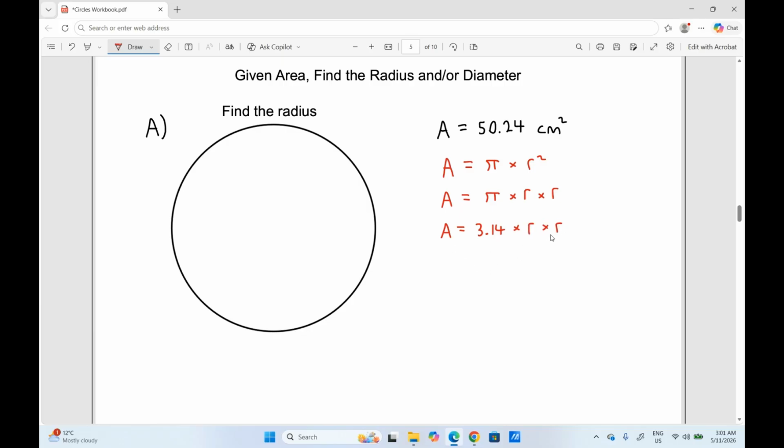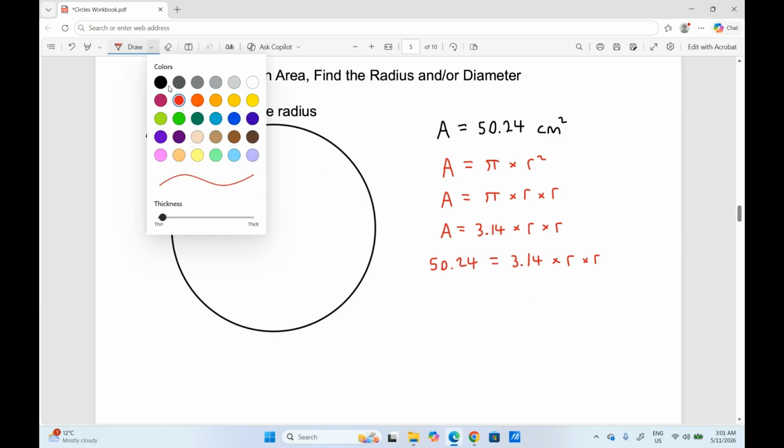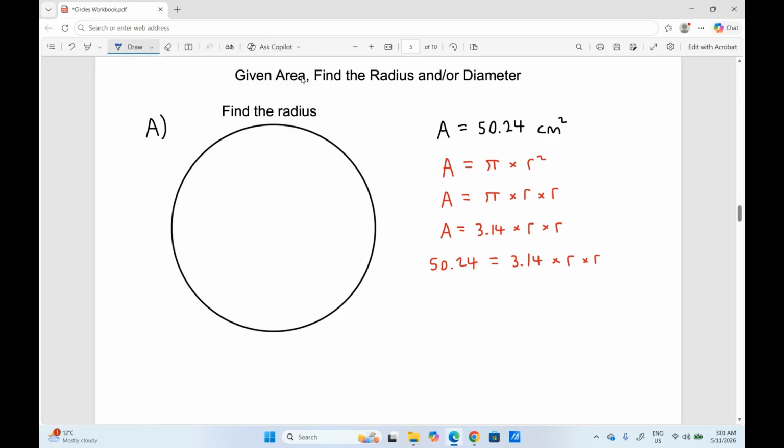Now I'm looking for the radius and I'm given the area. So I'm just going to replace A, which stands for area, with 50.24 because that's the area that I'm given. And now that's going to equal 3.14 times r times r. Now this looks like a one-step equation in theory.